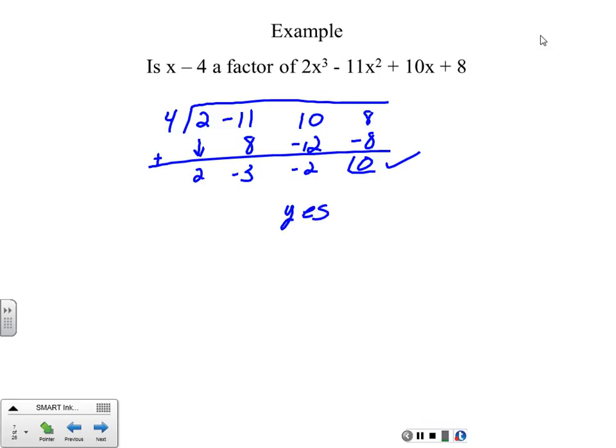So, yes to what? X minus 4 is a factor. In fact, you can set it up as a multiplication problem at this point. You could have x minus 4 times what?